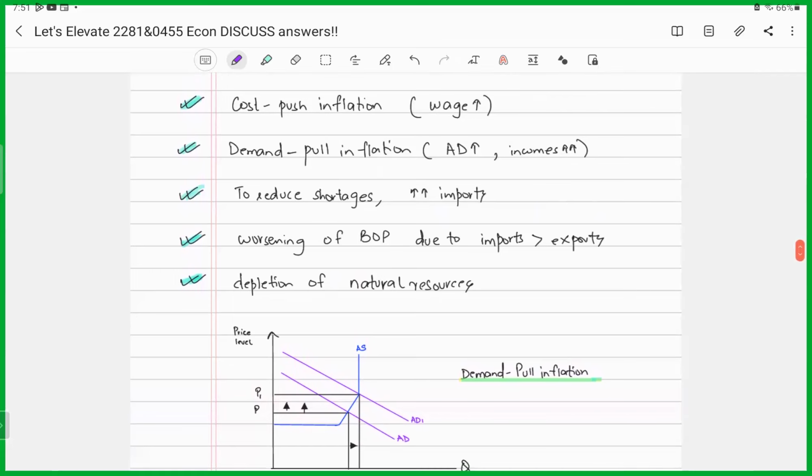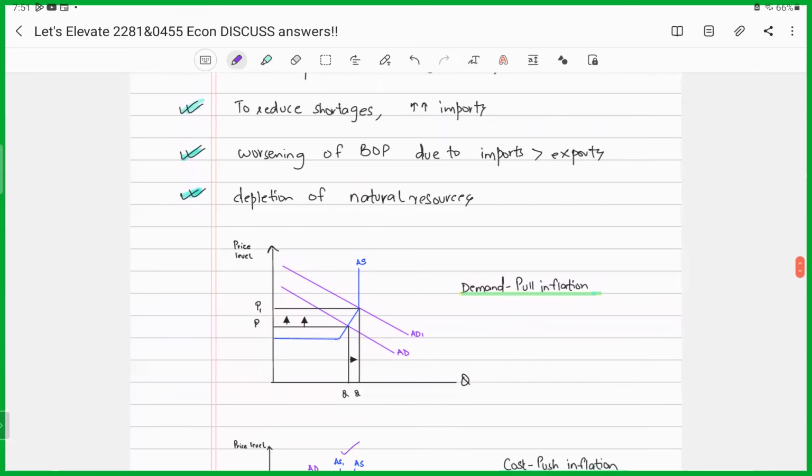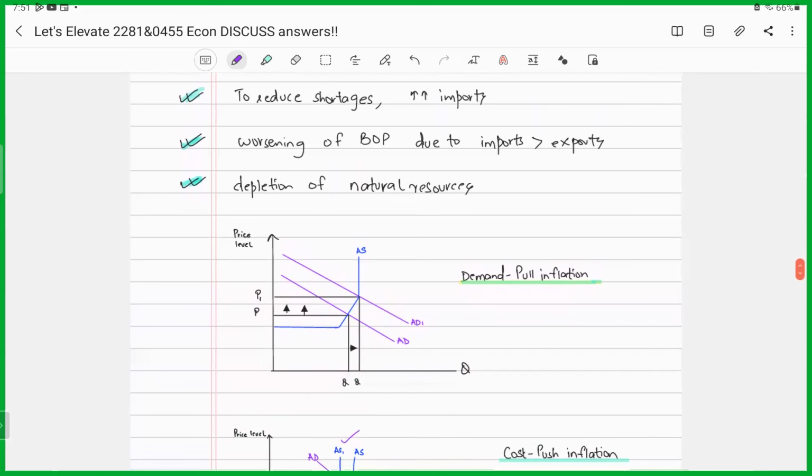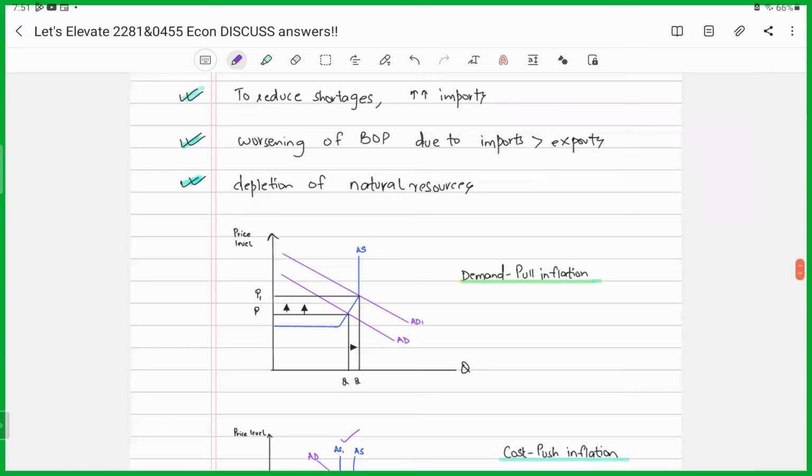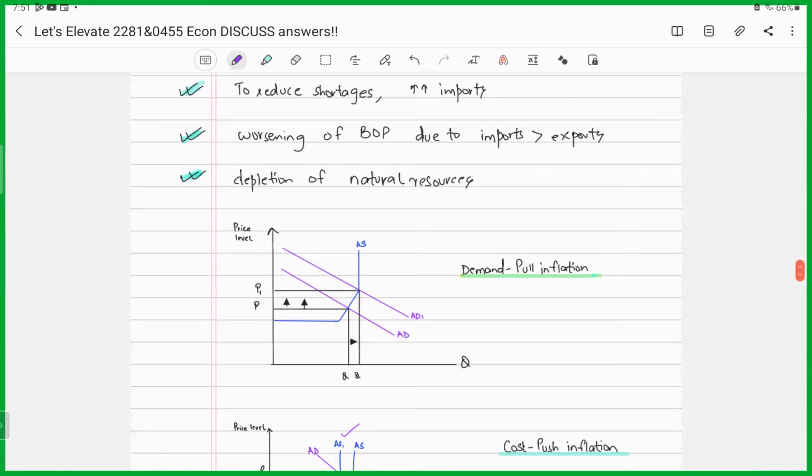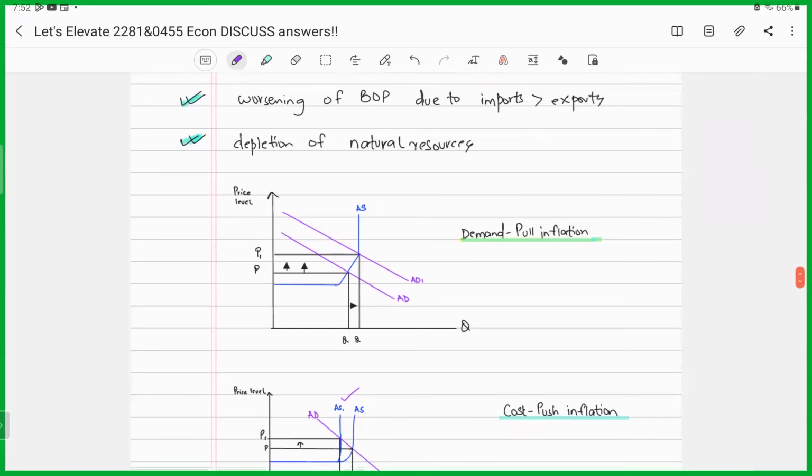Since there would be a labor shortage, workers could press for higher wages. Labor shortages would mean that there would be a supply constraint. Hence, the government would have to rely on imports. This means that the balance of payment might go into deficit when imports exceed exports. So far, we've mentioned 4 points.